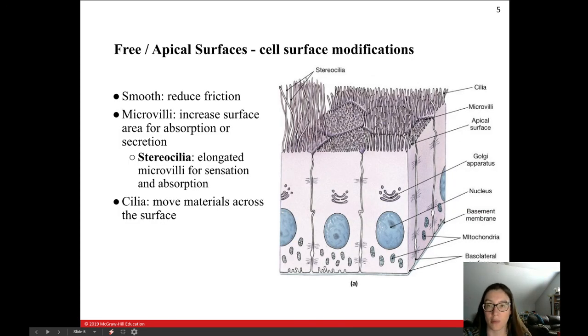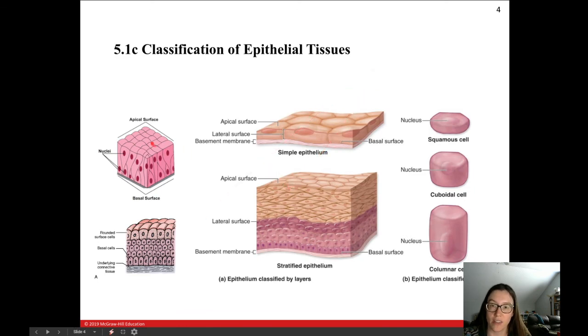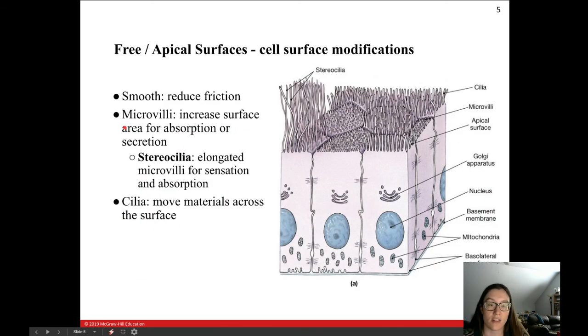So on the free or apical surface, which is this top area here of the cells, we can have a couple of different cell surface modifications. And we mentioned these a little bit during lab that you could look at under the microscope, but I want to talk a little bit more about the function for those.